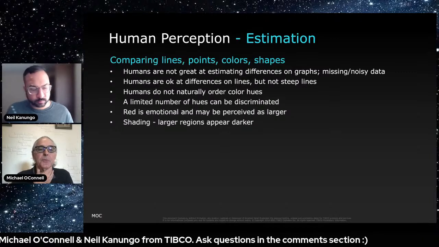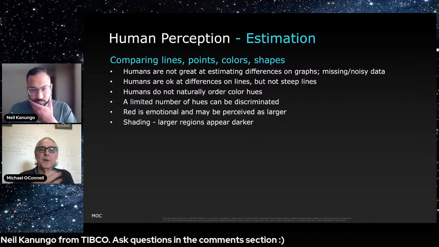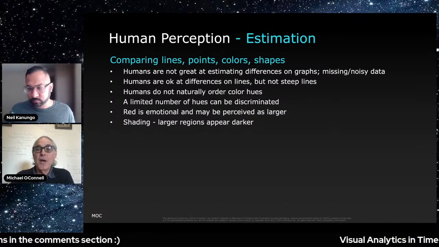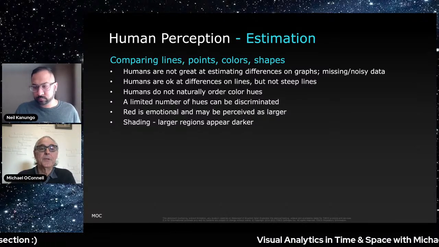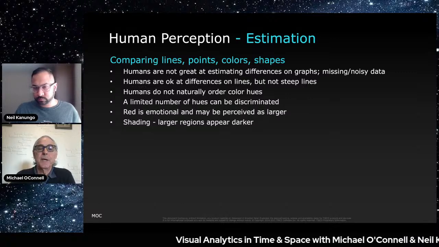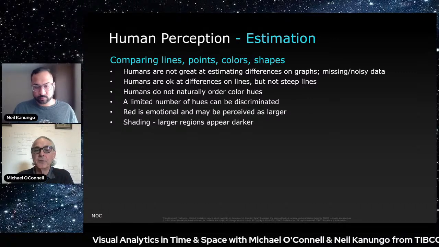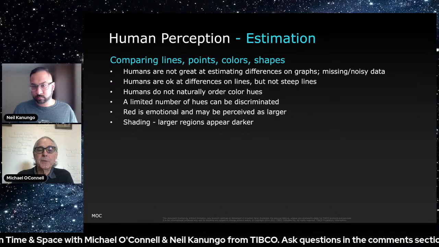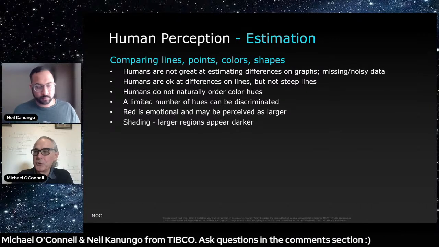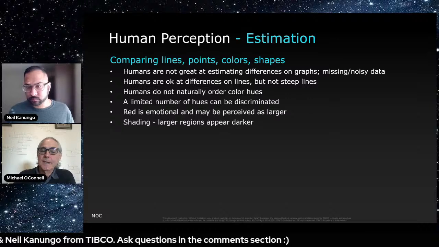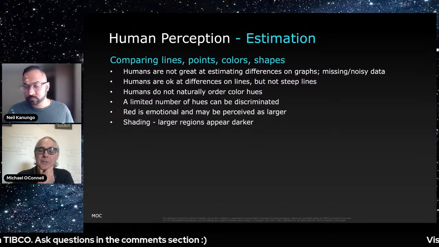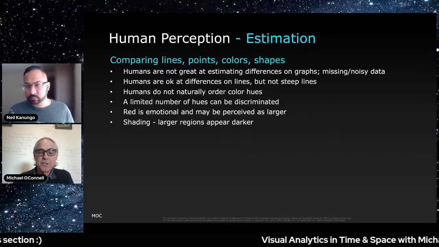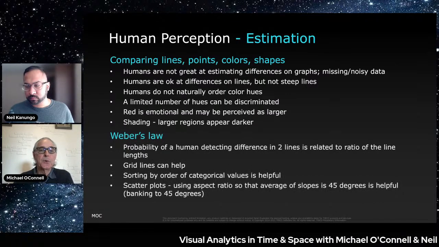Estimation: you want humans to compare things on lines, points, colors, shapes on graphs. The bottom line is humans are not great at estimating differences. They're okay at estimating differences on lines, but not when the lines get too steep. Humans don't naturally order color hues, so only a limited number of hues can be discriminated. So you don't want to use too many colors on a visual. Red is an emotional color, maybe perceived as larger, with other emotional connotations. Shading: larger regions appear darker. So you want to take all those things into account.